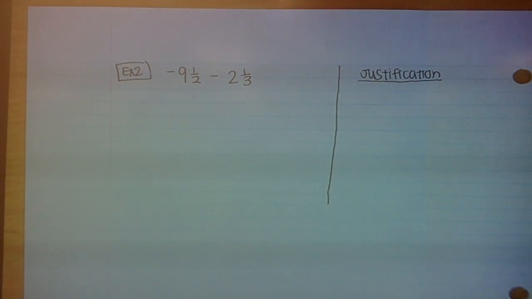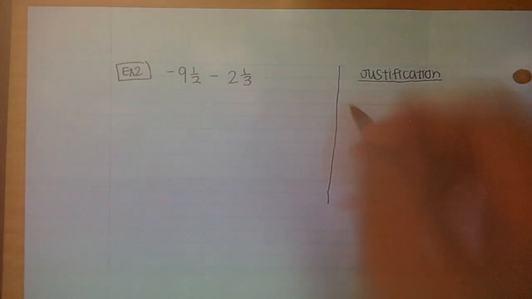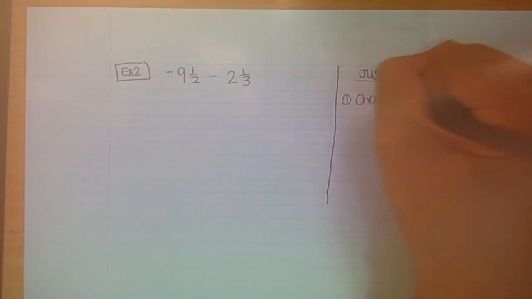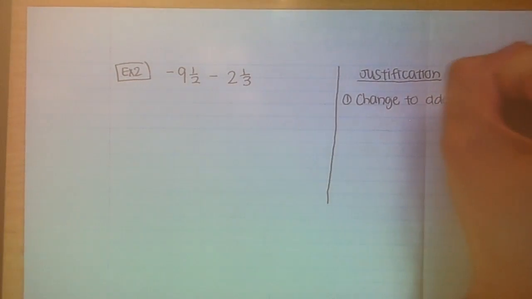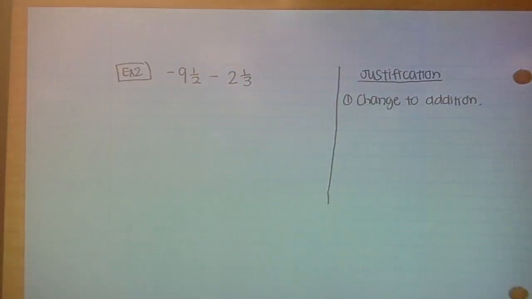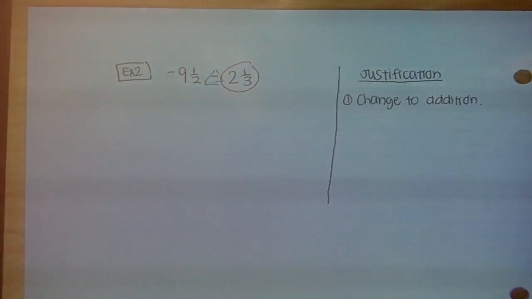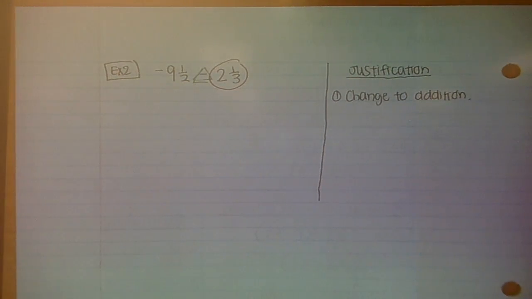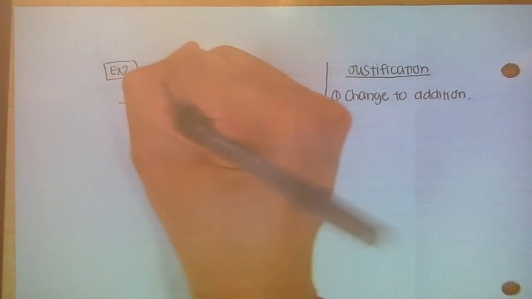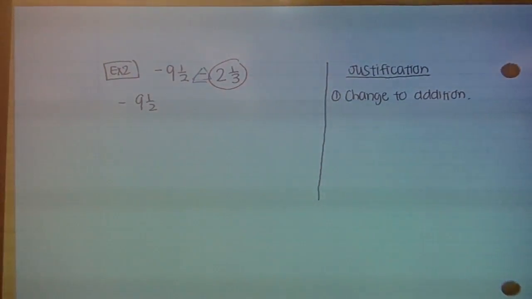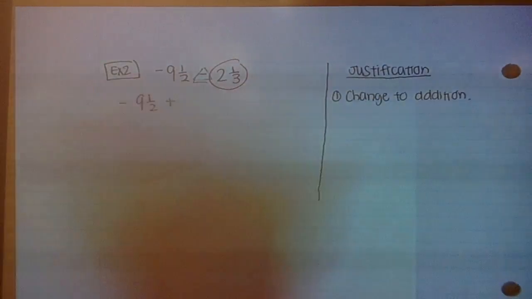Okay, hopefully you had enough time to solve this on your own. Let's check to see if you got it correct. So the first thing that we have to do is change to addition. That was the new step that we had today. So I'm going to take my operation, change it to addition. Second number becomes the opposite. So the first number stays the same, it's negative 9 1/2. Then it becomes addition. And the opposite of positive 2 1/3 is negative 2 1/3.